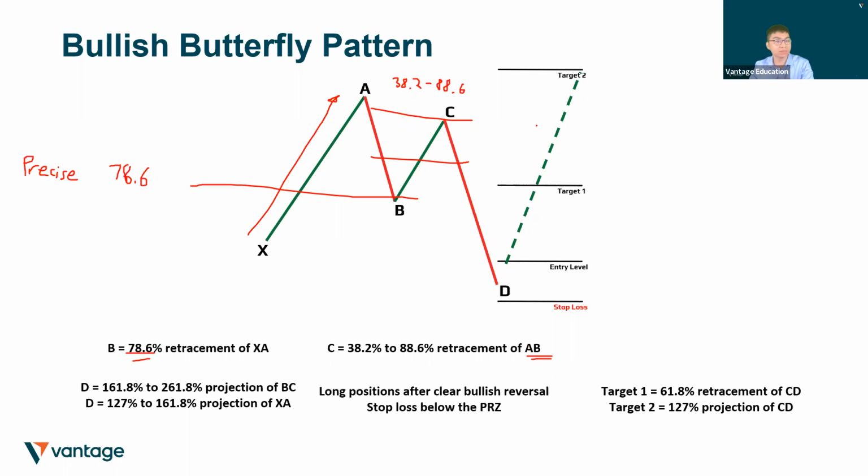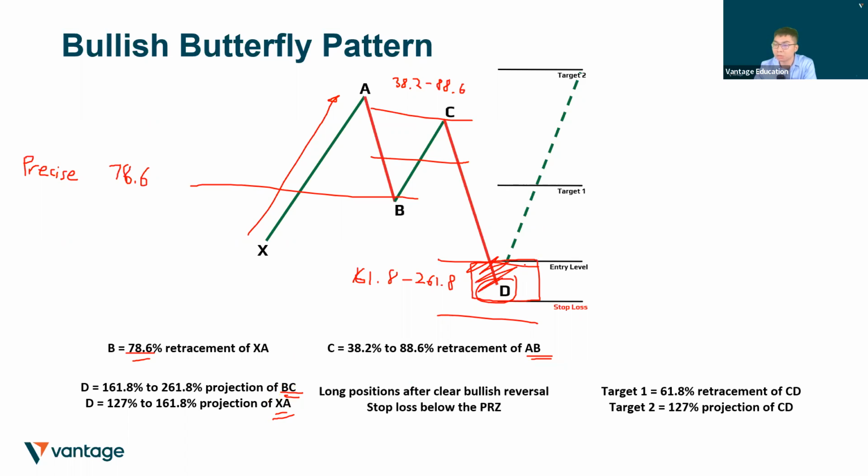Oh yes, the pattern is completed at point D, right here. That will be located between 161.8% to 261.8% projection of BC. Just do note all these areas now, they're highlighted. Also a 127% to 161.8% projection of XA, with that it defines the potential reversal zone. So the PRZ zone is somewhere here.